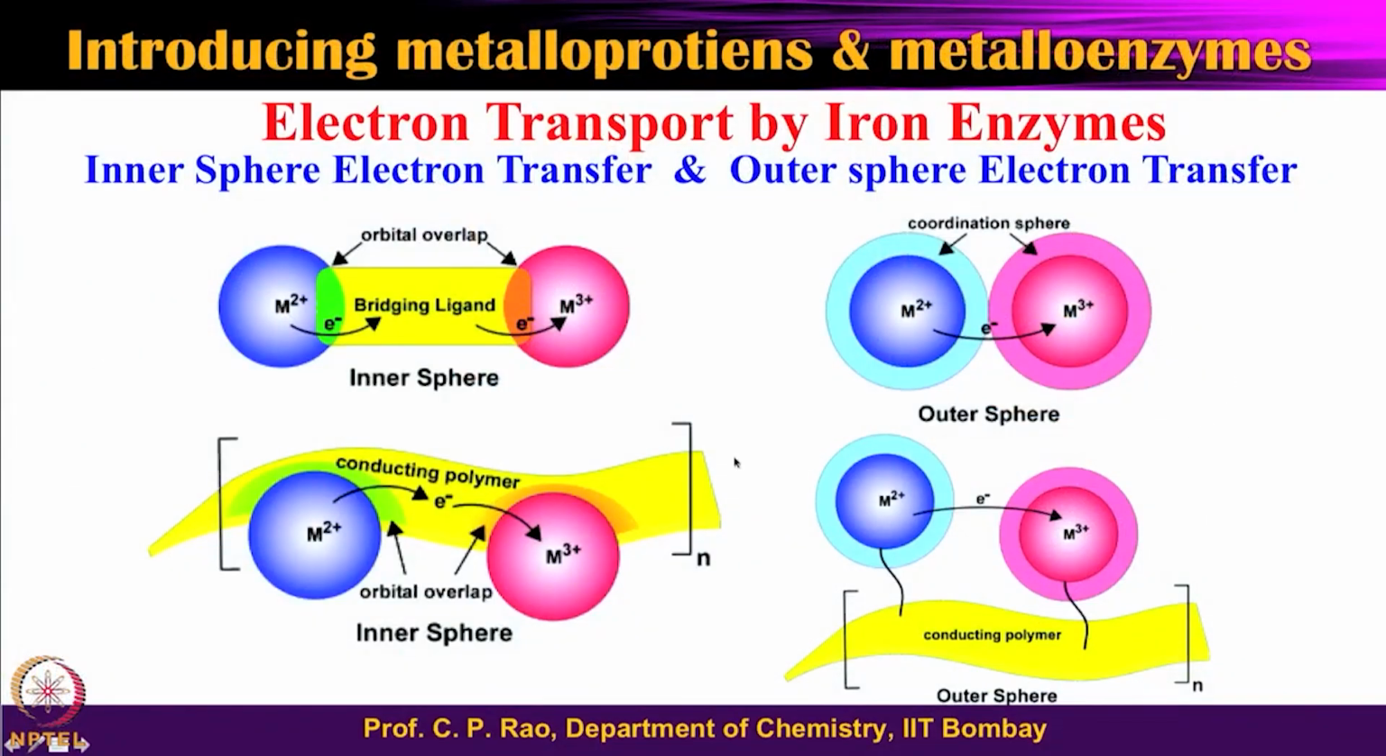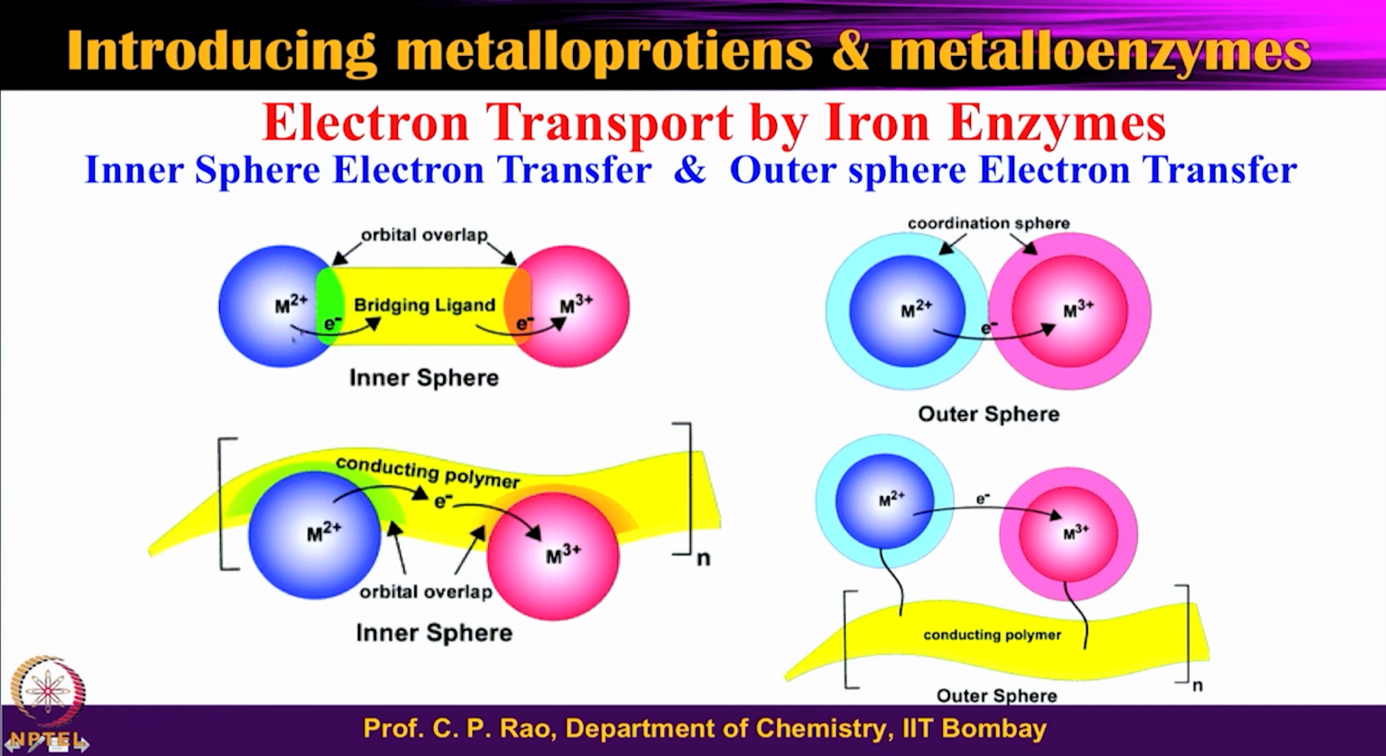Let us look at what an electron transfer is, and what the different processes are. So, electron transfer is transferring an electron from a donor to an acceptor. That is what electron transfer is all about. Now, this can happen by two means. One is called the inner sphere, the other is called the outer sphere. Let us look at what we mean by inner sphere and what we mean by outer sphere.